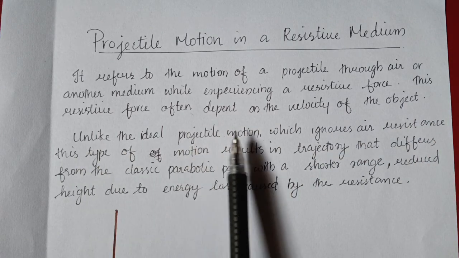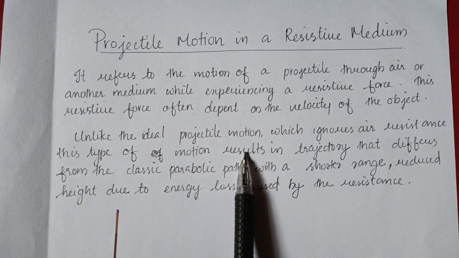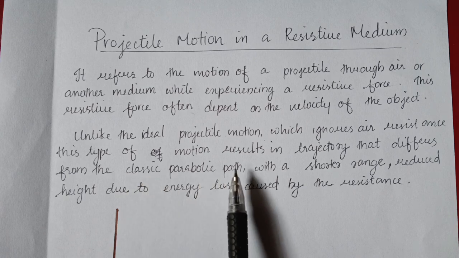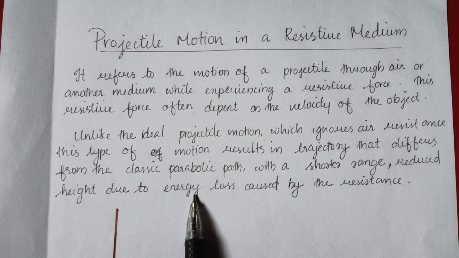Unlike the ideal projectile motion, which ignores air resistance, this type of motion results in a trajectory that differs from the classic parabolic path, with a shorter range and a reduced height due to the energy loss caused by the resistance.